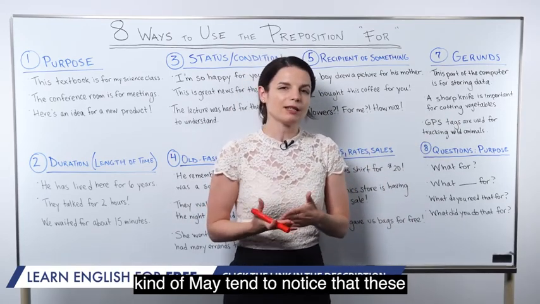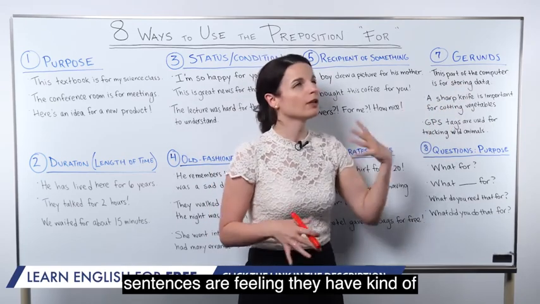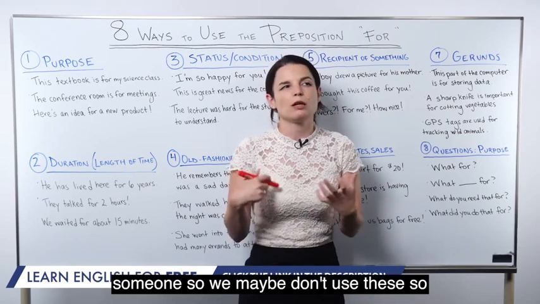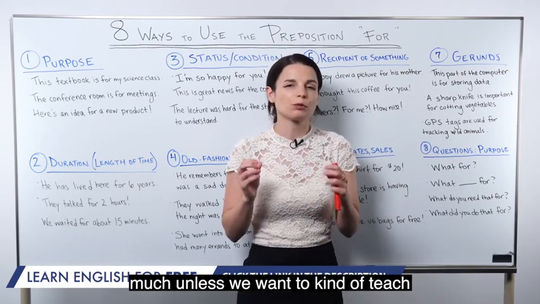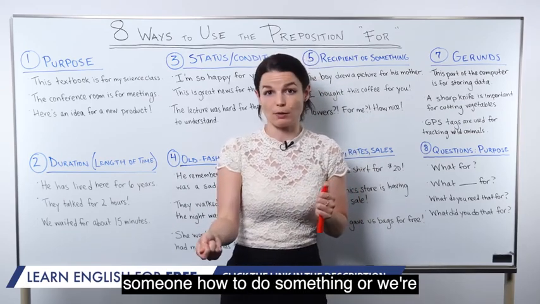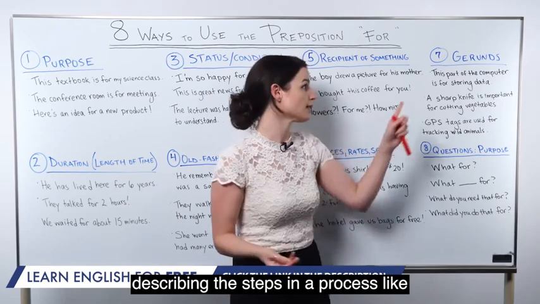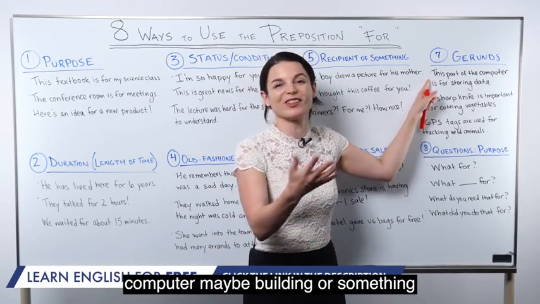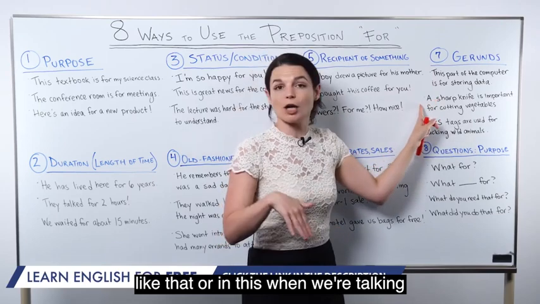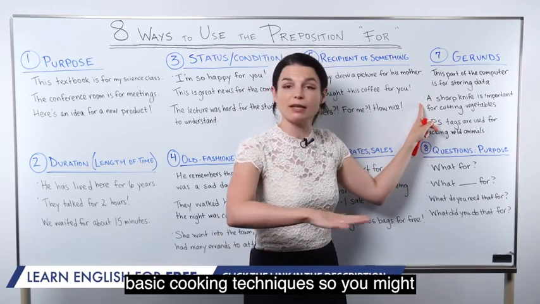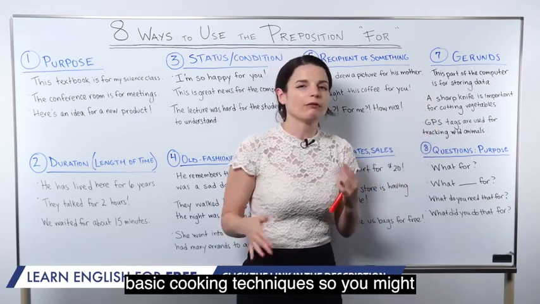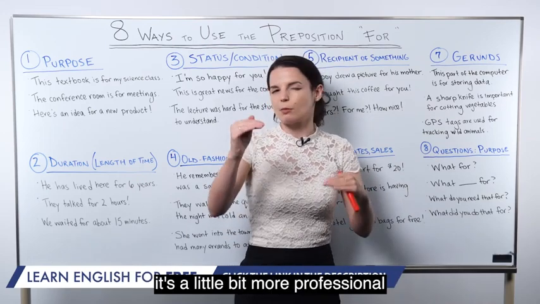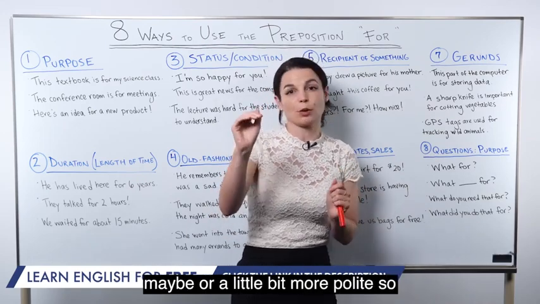But you may tend to notice that these sentences have the feeling of explaining something to someone. So we maybe don't use these so much unless we want to teach someone how to do something, or we're describing the steps in a process like these two. We're teaching someone about building a computer maybe, or in this one, we're talking about how to cook something or maybe basic cooking techniques. So you might find that these are used a little bit more when we're instructing someone. So it's a little bit more professional maybe, or a little bit more polite.